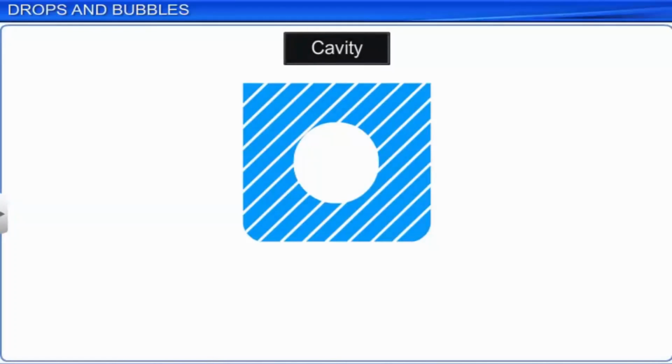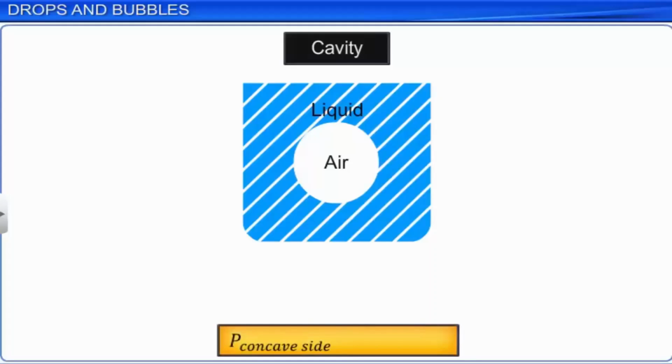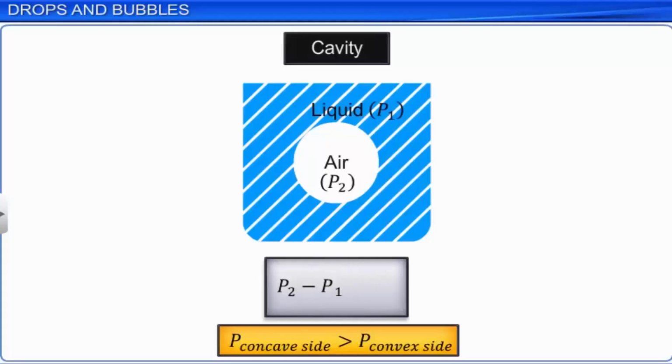Proceeding with the same logic for an air bubble inside a liquid, which is a cavity, there is air on the concave side and liquid on the convex side. Here, the pressure on the concave side, which is due to air on the spherical surface, is greater than the pressure on the convex side, which is due to the liquid on the surface. The excess pressure in this case is also equal to 2S by R, where S is the surface tension of the liquid and R is the radius of the cavity.